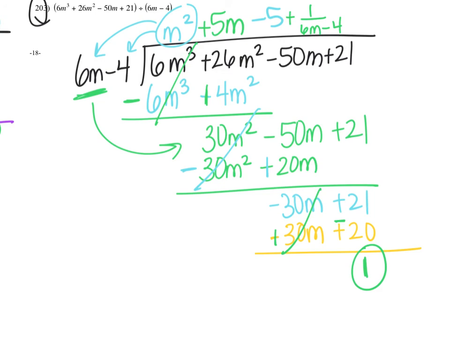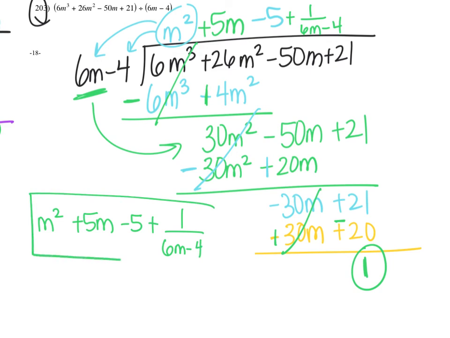So my ultimate answer is going to be m squared plus 5m minus 5 plus 1 over 6m minus 4. And I'm going to highlight that in blue so you can see that that is the official answer. And then you're done.